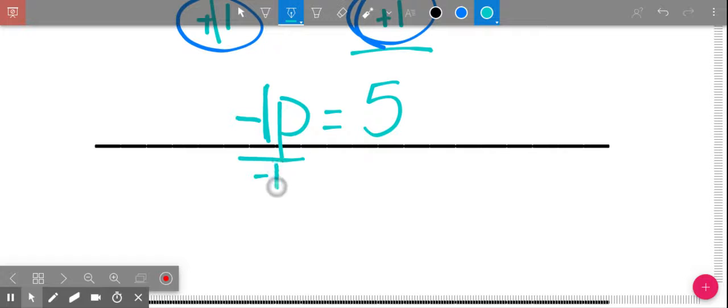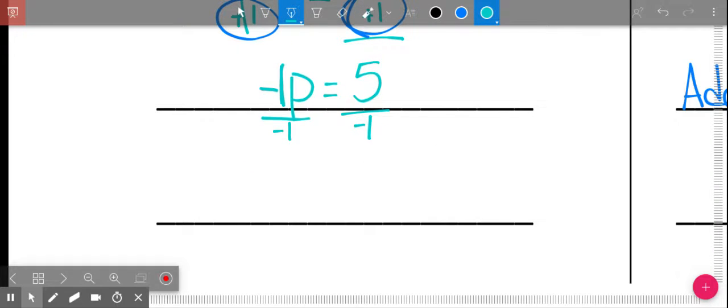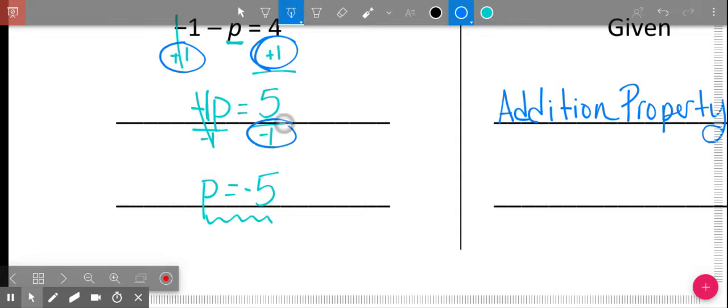So we're going to divide both sides by a -1. When we do this, the -1s will cancel, and I'll have p is equal to 5 divided by a -1, which gives me a -5. Our variable is all by itself, so that's great. We're done with that part. We just need to tell what we did in that step, and in that step we used division. So that means we're using our division property.